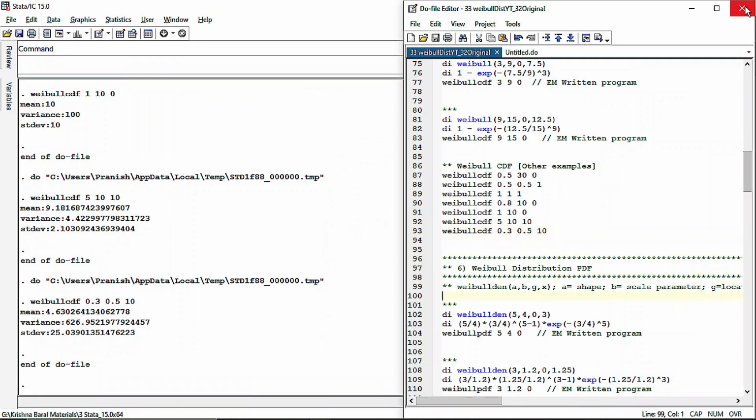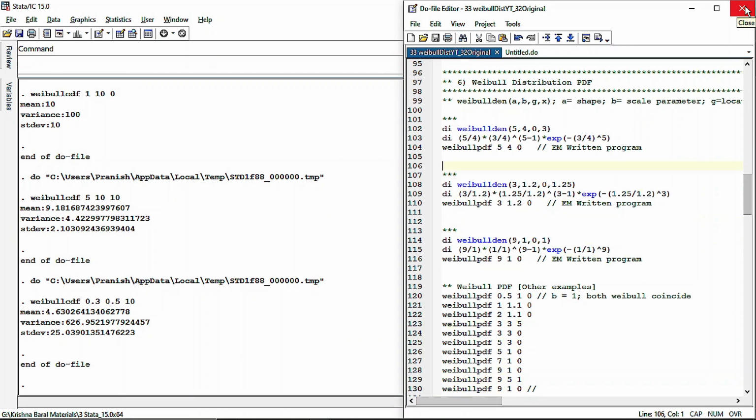Now let us explore the PDF of the Weibull distribution, and the first function, Weibull den. This is our Stata function to calculate the probability for the Weibull distribution, and with the help of it we will construct the PDF Weibull den, where the parameter a is equal to 5, b is equal to 4, j is equal to 0, and x is equal to 3.